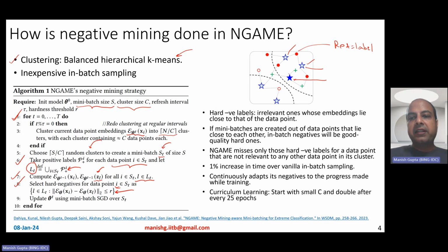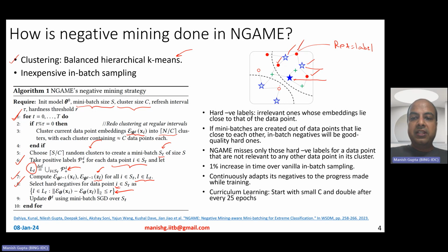So you find another data point which is close by and look at its labels. This particular data point is associated with these positive labels, denoted by the green plus. So green plus are the positive labels. It is linked to them anyway. But within the cluster, you're going to look at other data points, these light stars, and then look at their labels. So this is a very good negative. This is a hard negative. These are all hard negatives.